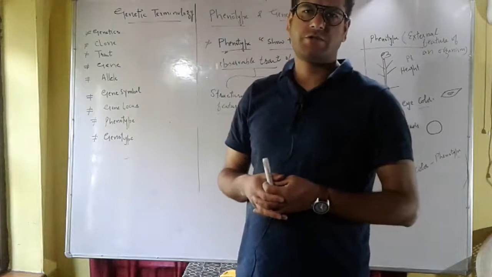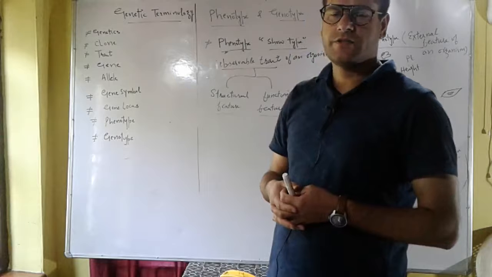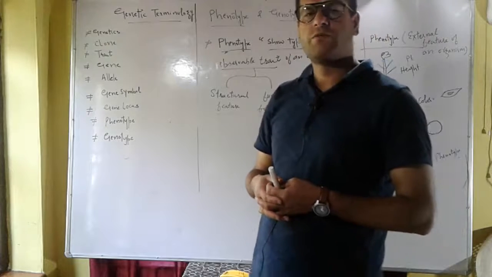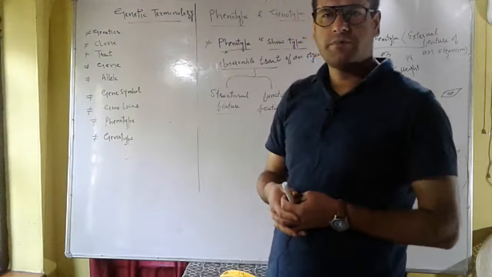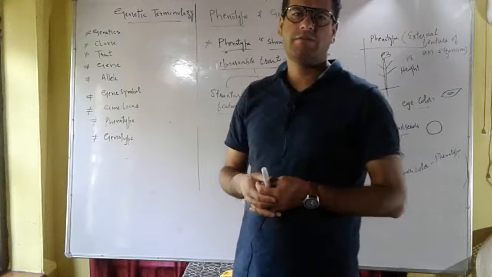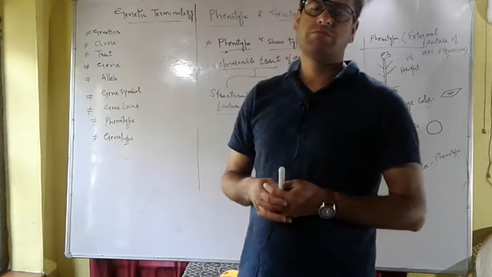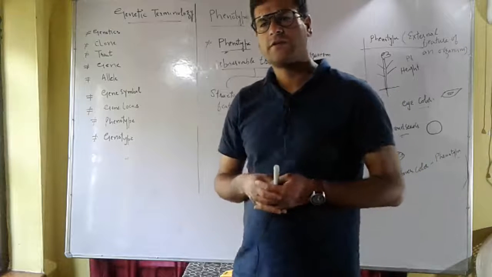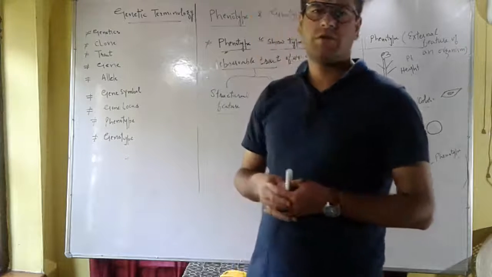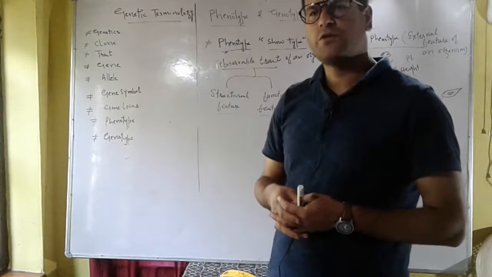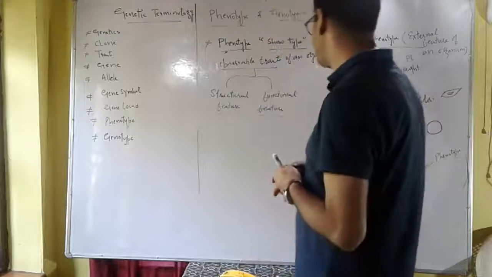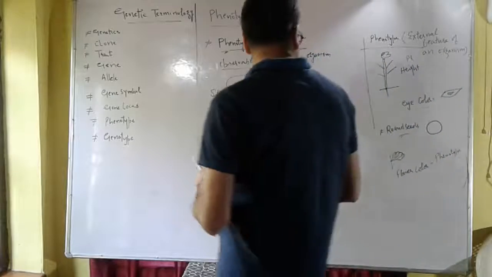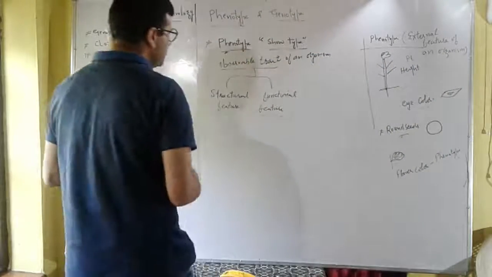For example, stem height is phenotype. Or the color of flower is purple, it is phenotype. The seed shape is round, it is phenotype. Eye color is black, it is phenotype. So the external feature of an organism is known as phenotype. Then we have genotype.